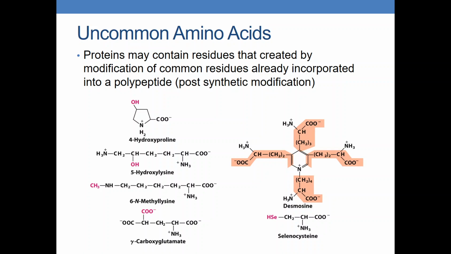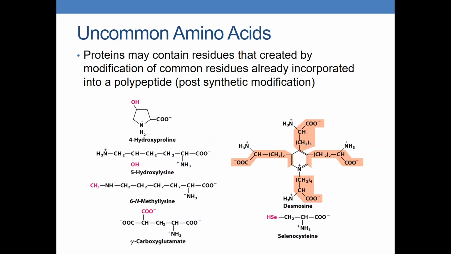So in addition to the 20 common amino acids, proteins may contain residues that are created by modification of common residues already incorporated into a protein. And this is something that is called post-translational modification, or in some cases, post-synthetic modification. So these include things like 4-hydroxyproline and 5-hydroxyproline, methyl lysine, carboxyglutamate. These are going to be important for function.